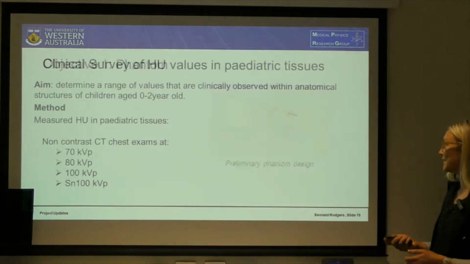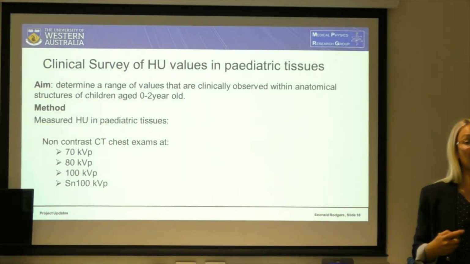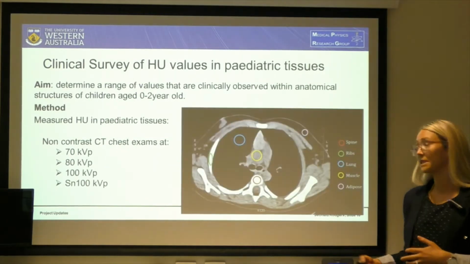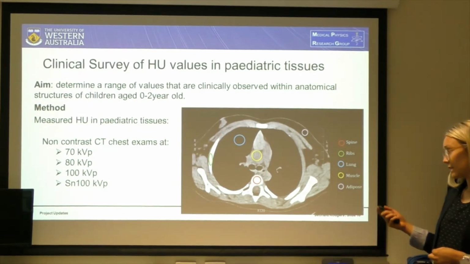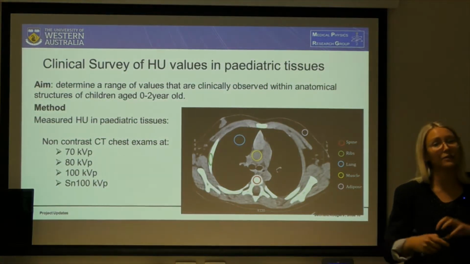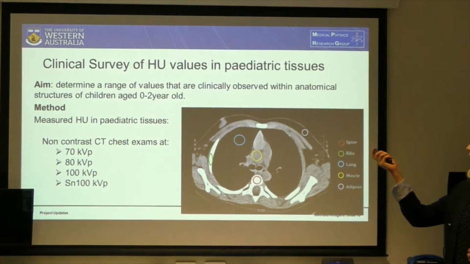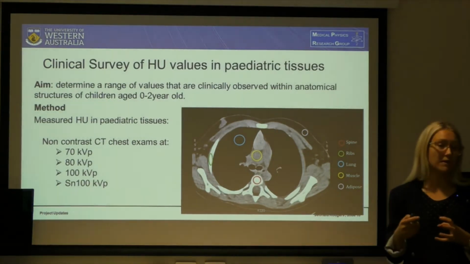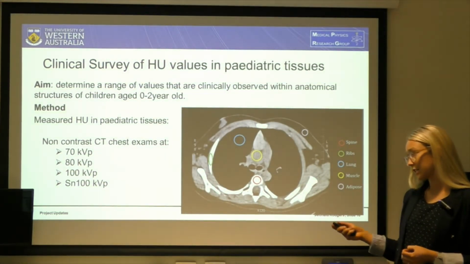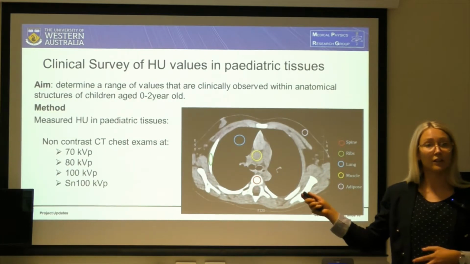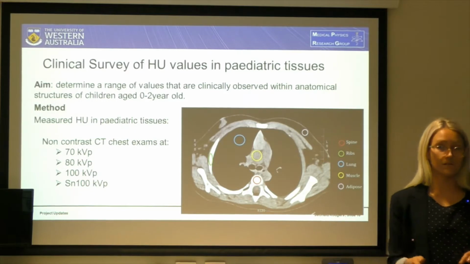So, my phantom. At the beginning of the construction phase, I wanted to replicate paediatric tissues. Firstly, I performed a clinical survey of Hounsfield units in paediatric tissues. This involved measuring the Hounsfield units in different structures in paediatrics that had recently been scanned on the Siemens Somatom Force. I've tried to illustrate here the method that I chose. I measured Hounsfield units in all different structures in many, many patients, and I also looked at the low kVps and the tin filtered kVp. So I looked at 70, 80 and 100 kVp, with and without tin filtration.